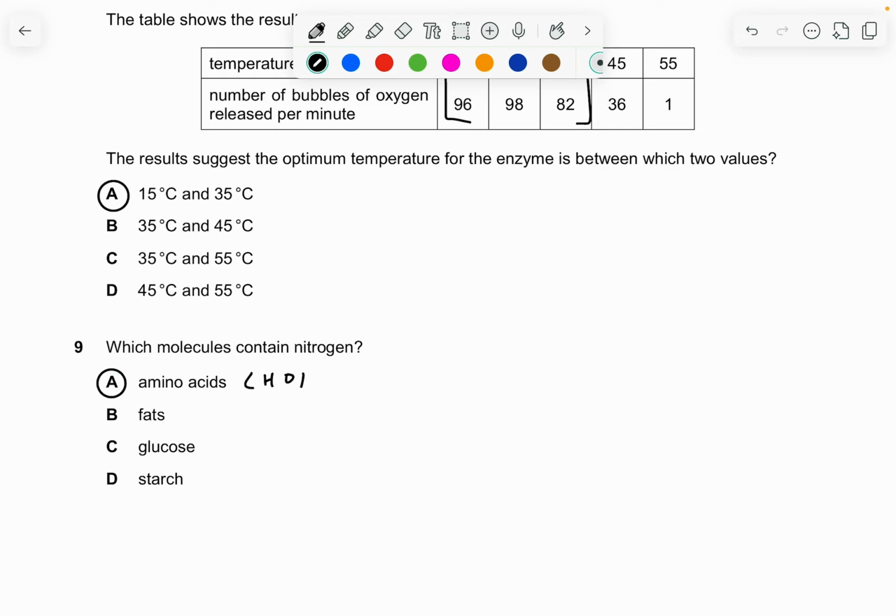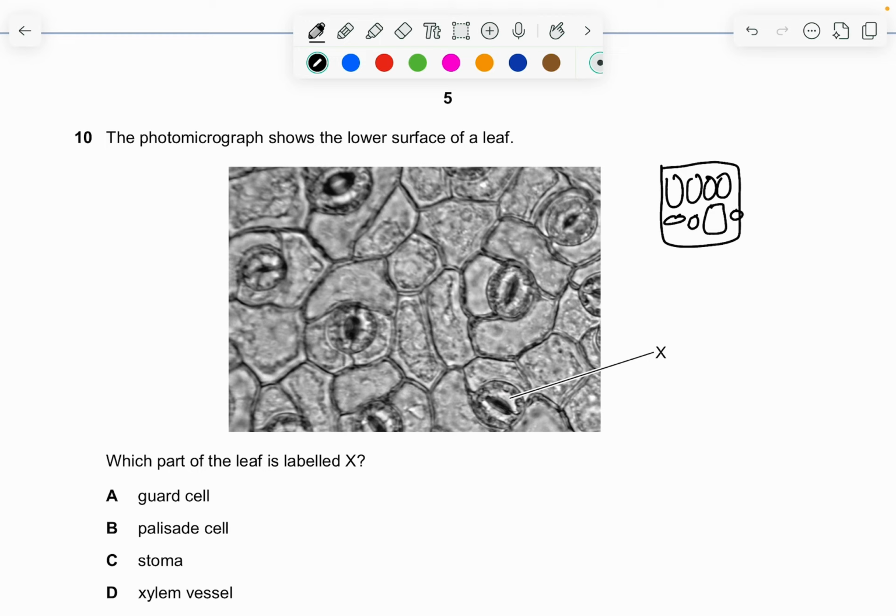Question 10. The photomicrograph shows the lower surface of the leaf. Meaning this is a leaf, right? And then you've got the palisade, and then there's the vascular bundle. So now they're telling you about this. This is the lower surface.